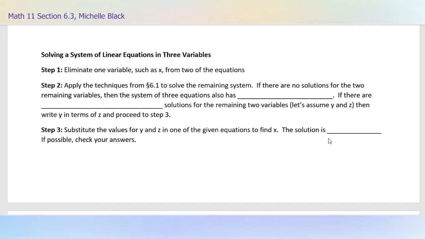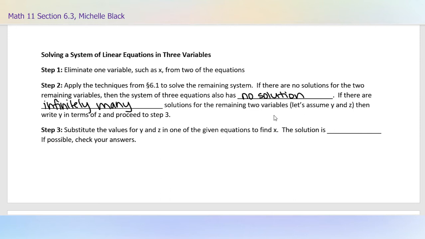Now, if there are no solutions for the 2 remaining variables, so you solve the system you have left and you get back no solution, then the system of 3 equations also has no solution. If there are infinitely many solutions for the remaining 2 variables, let's assume that you eliminated x, so you're left with y and z, and when you solve that system in 2 variables, you get back infinitely many solutions. Then what you do is you write y in terms of z and proceed to step 3.